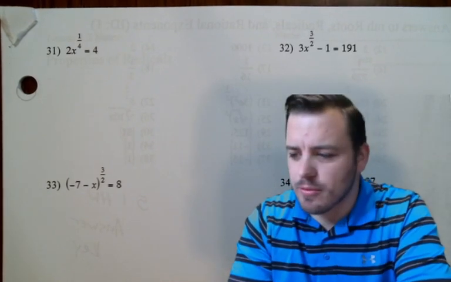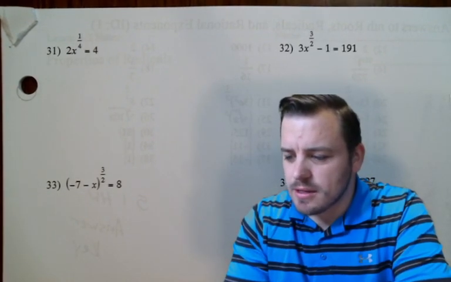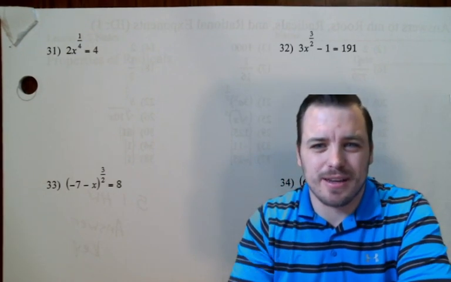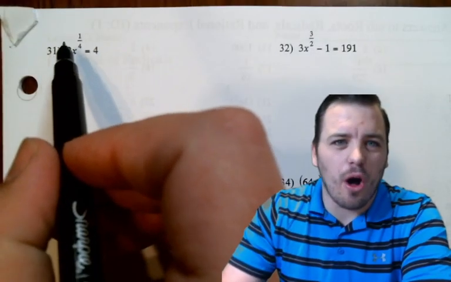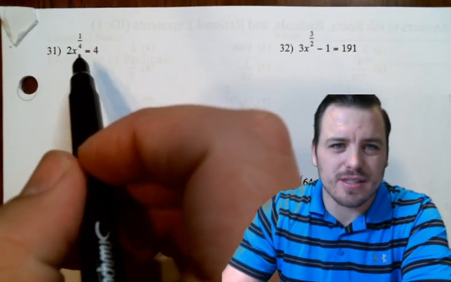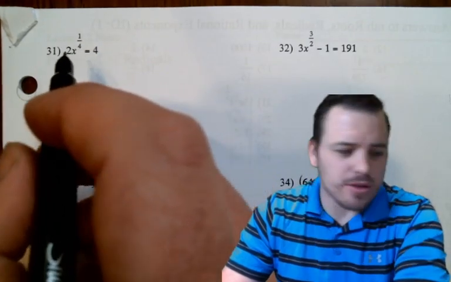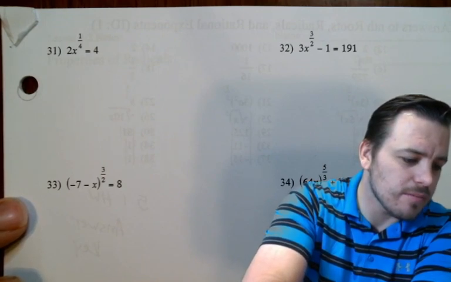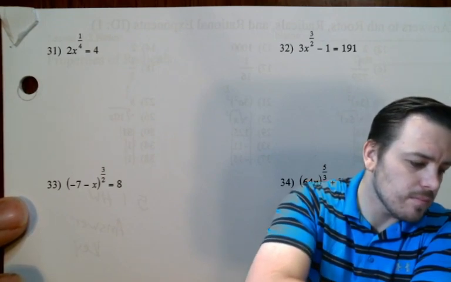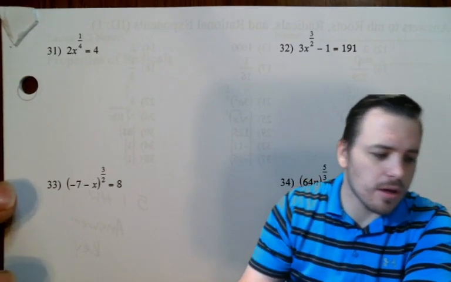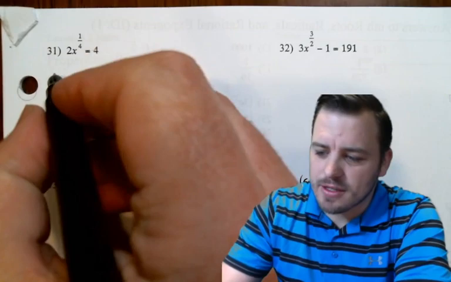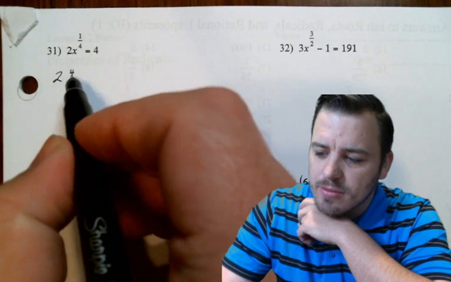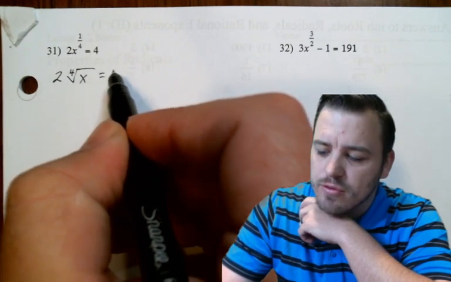So looking at number 31, 2x raised to the 1/4 power. Yeah, this one may be a little bit tricky, because notice it's not the whole thing to the 1/4 power. It's just the x raised to the 1/4 power. So this would look like this once we start to solve it: 2, and then the radical with index 4, of x equals 4.